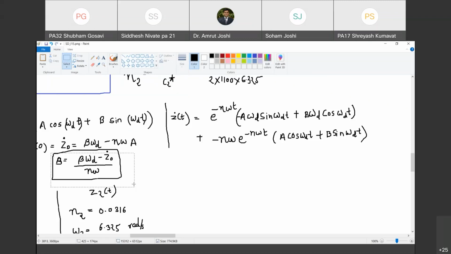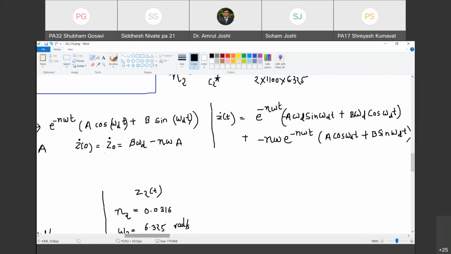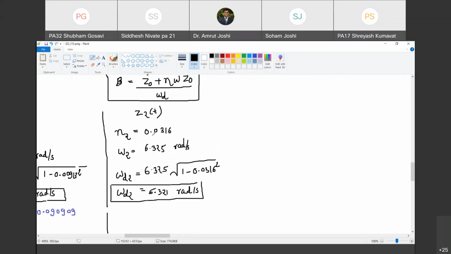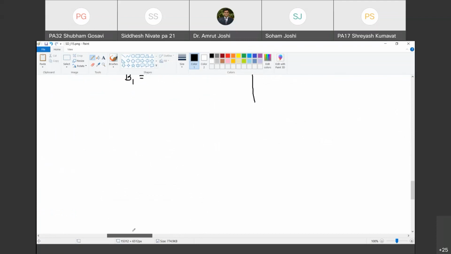What is the value of A? A we have already computed. Value of A is Z0, if I'm right. Yes. So I have to substitute A equal to Z0 here. Are you with me? And then B becomes equal to Z0 dot plus eta omega Z0, this entire thing divided by omega D. Is that right? Yes, sir. Okay. So Shubham, we will change this.